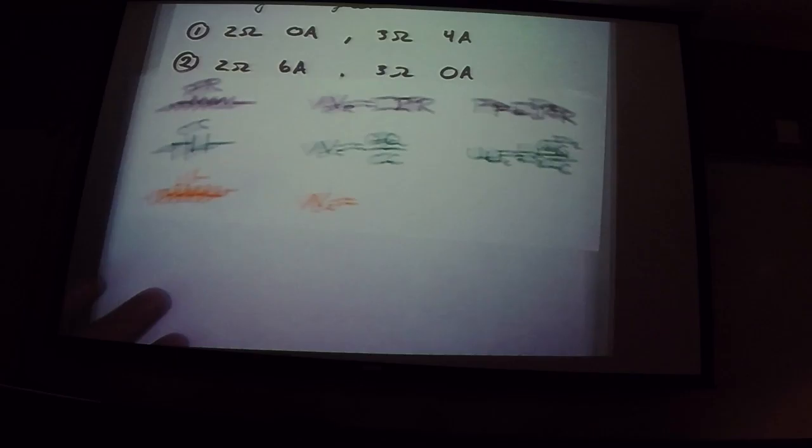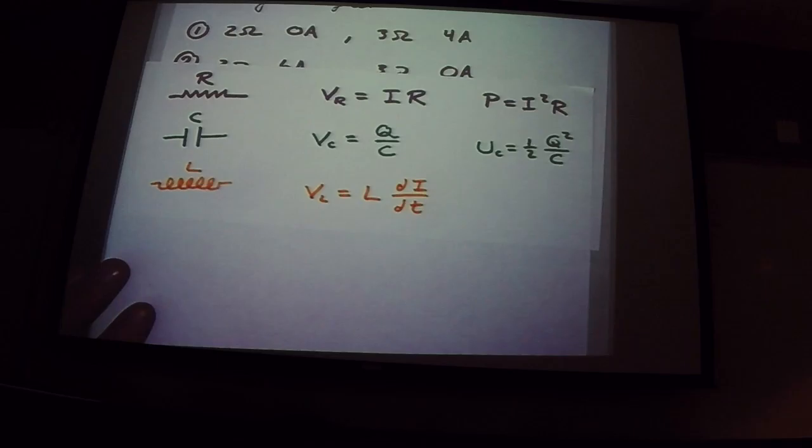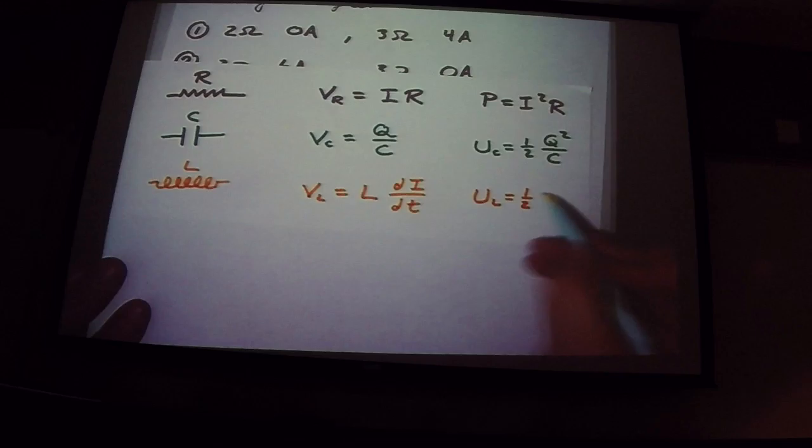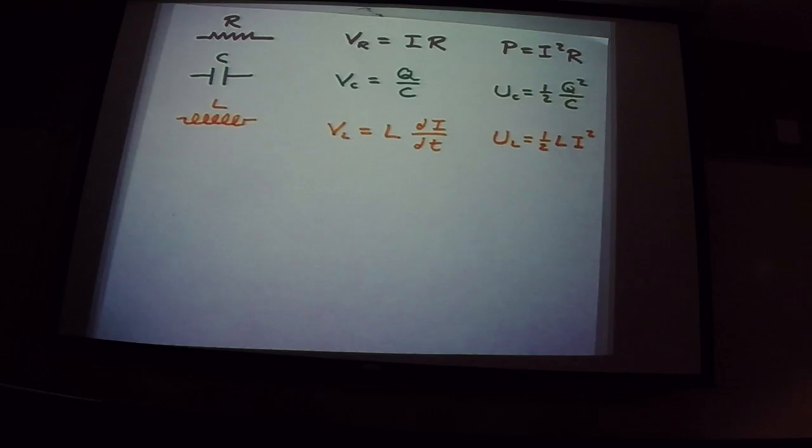The new one is the inductor. The voltage across an inductor, this is the new one, is L times di dt. The energy stored in an inductor is 1/2 L I squared. That's our summary up to this point.